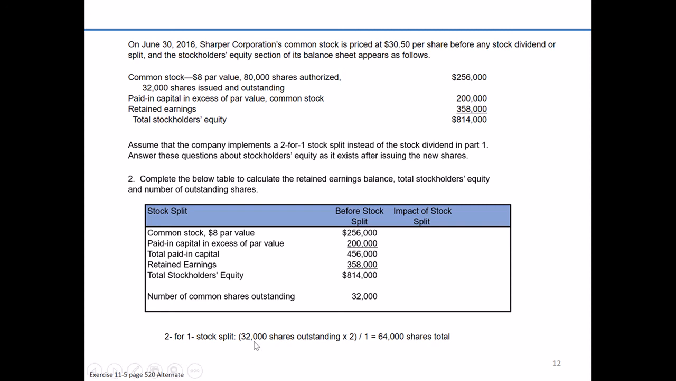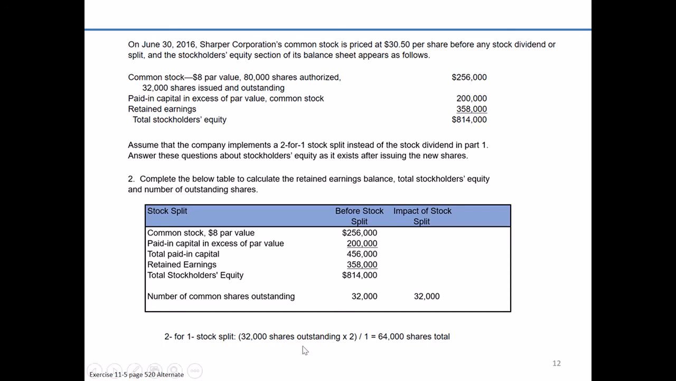So we can take our 32,000 shares currently outstanding, multiply it times the first number, which is going to be 2, so that's 64,000 shares, and then divide it by our second number, which is going to be 1. Again, we started with 32,000 shares. We're going to end with 64,000 shares. The difference is, coincidentally, based on the 2 for 1, that we're going to issue an additional 32,000 shares in order to end up with 64,000 shares outstanding after the 2 for 1 stock split.